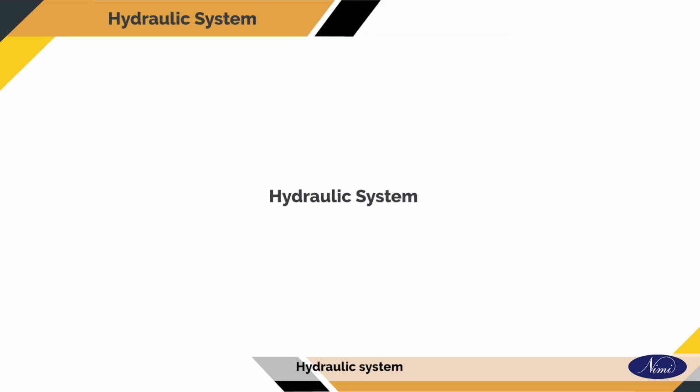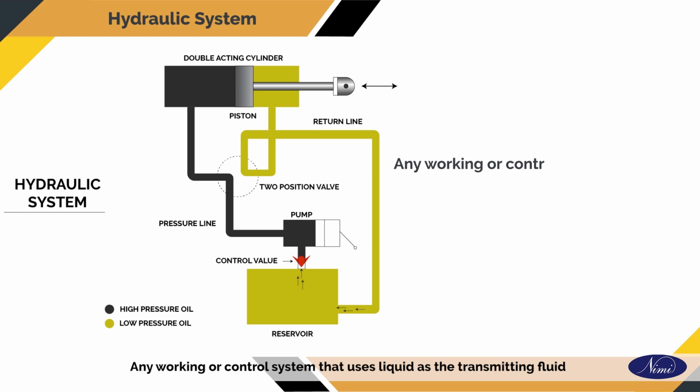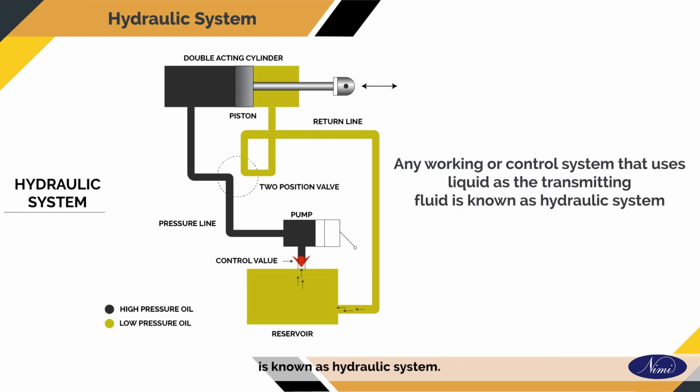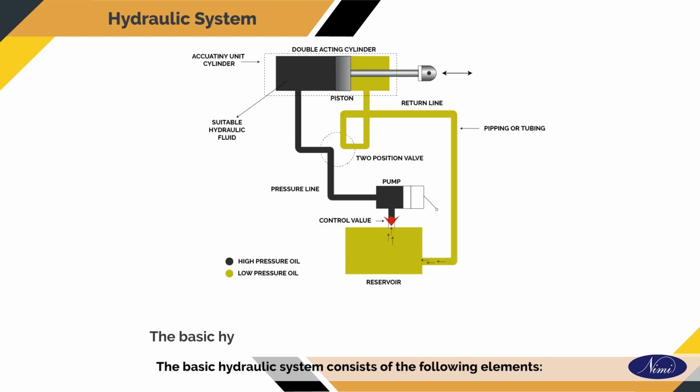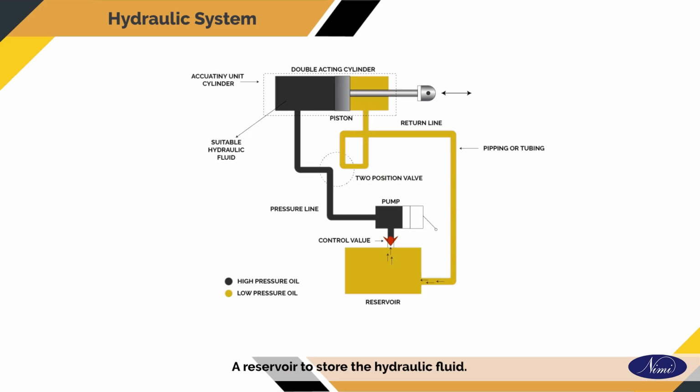Hydraulic system. Any working or control system that uses liquid as the transmitting fluid is known as a hydraulic system. The basic hydraulic system consists of the following elements: a reservoir to store the hydraulic fluid, a pump to provide fluid pressure to the system, a control valve to direct the flow of fluid, an actuating unit such as a cylinder, a suitable hydraulic fluid, and piping or tubing to circulate the fluid through the system.